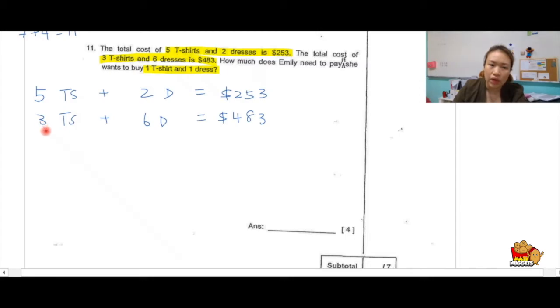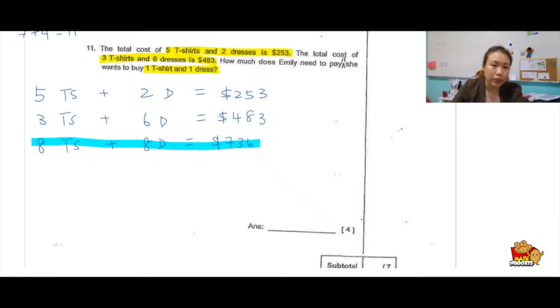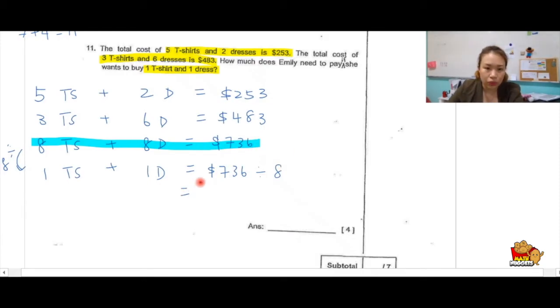483. Now if I add the two of them up, 5 plus 3 t-shirts give me 8 t-shirts. 2 dresses plus 6 dresses gives me 8 dresses. So in total that will be 253 plus 483, $736. So 8 t-shirts and 8 dresses cost $736. So if she wants to buy just 1 t-shirt and 1 dress, I can take this equation and divide it by 8. Means I'll be left with 1 t-shirt and 1 dress. That's 736 divided by 8, which will give me $92.